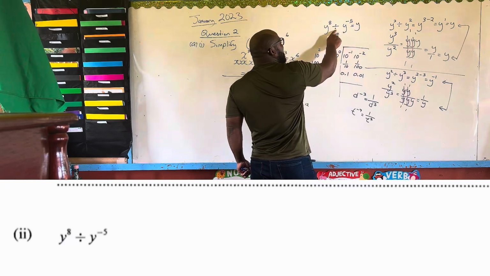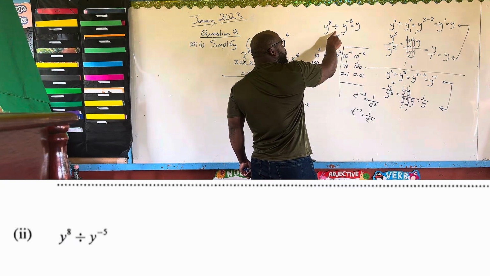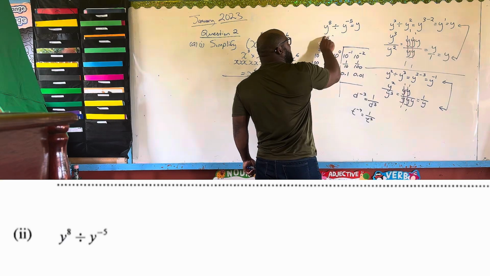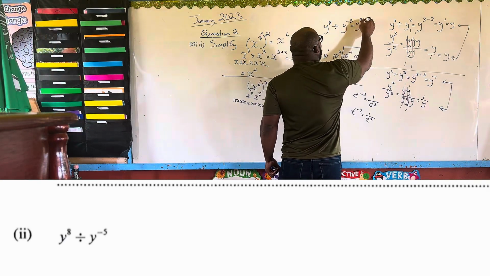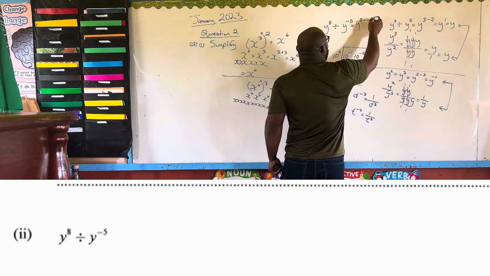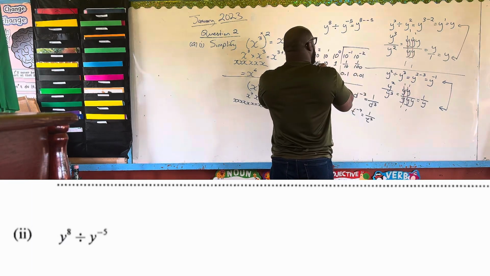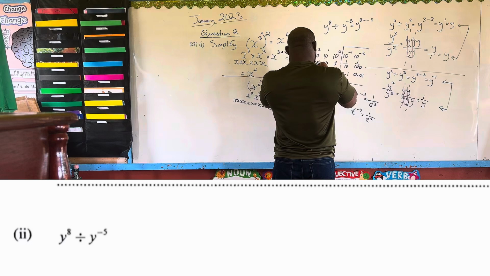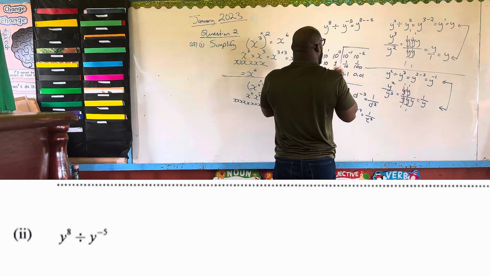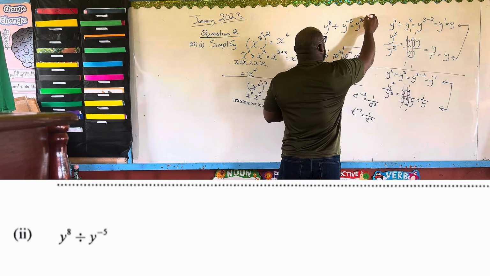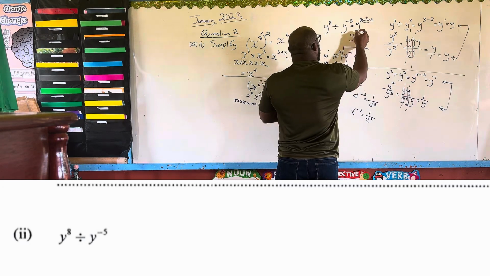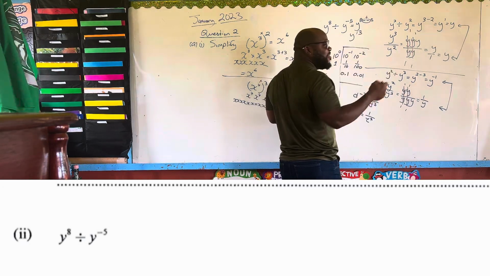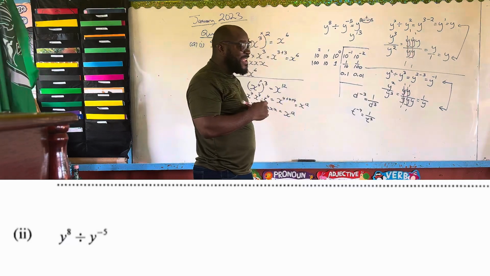Guys, so this divide means what? With the powers, we subtract, right? So what's this? 8 take away negative 5, which really is 8 plus 5. Which gives you y to the power 13.